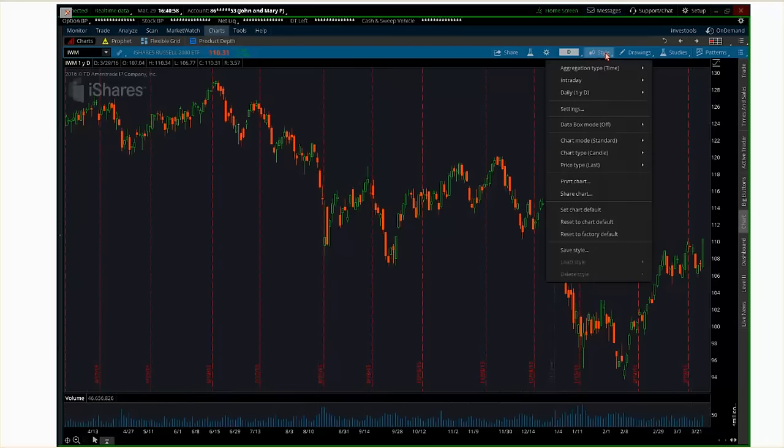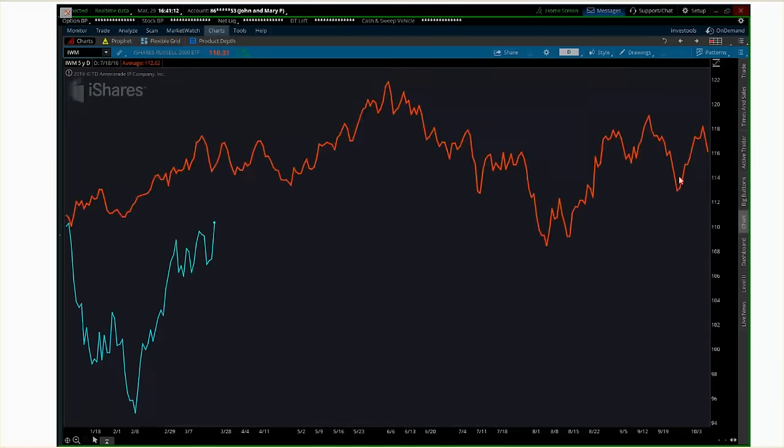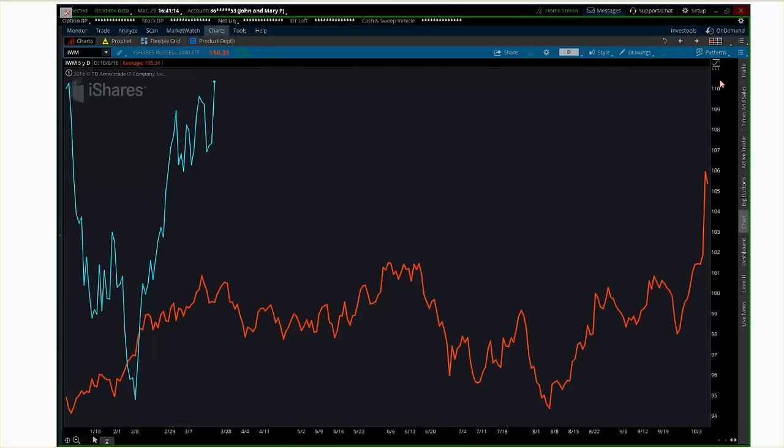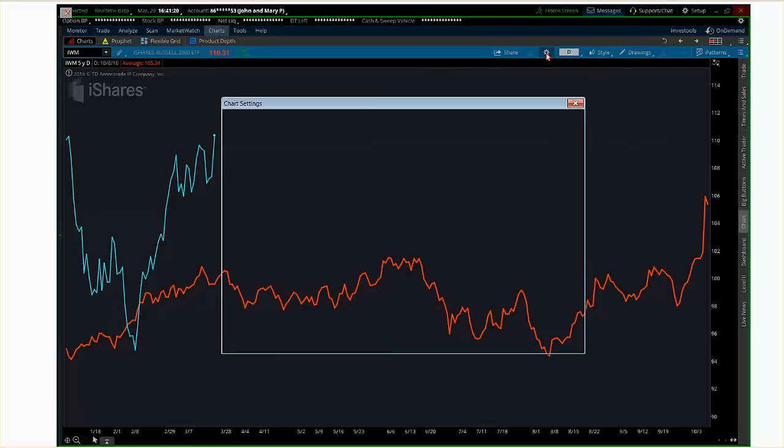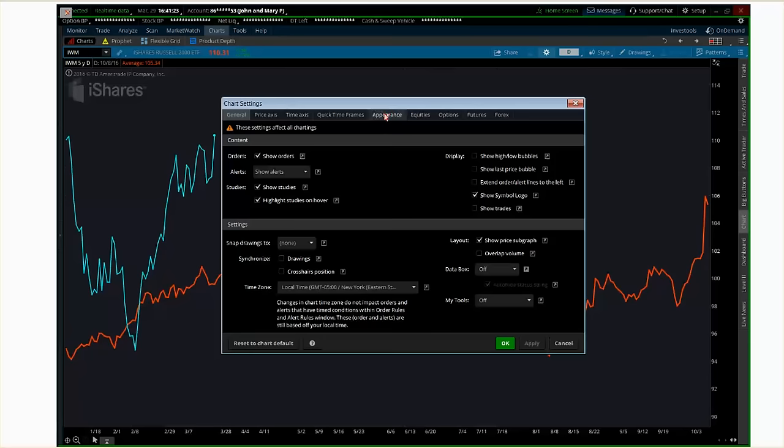In any event, if you go up here to style, the first thing that you're going to want to do is go to chart mode. And right now I'm on standard. And if you notice, you've got monkey bars expanded, seasonality. All right, fairly new tool. Now, if we go to the chart settings here, what we can do is click on appearance.